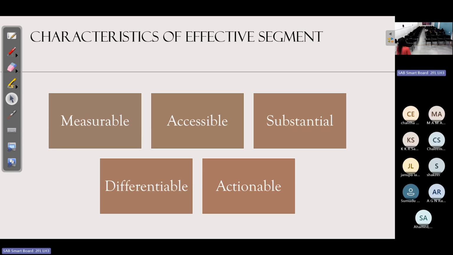I mean, market segments should have different characteristics. You can write examples: preferences, purchasing power.